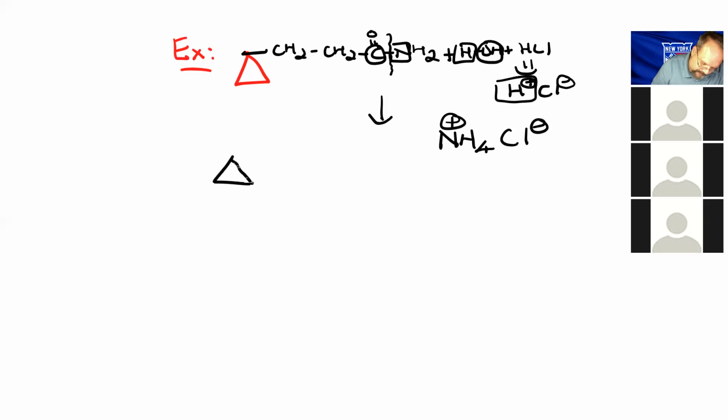So for the carboxylic acid product, I have my ring connected to CH2, connected to CH2. Then I have C double bond O connected to OH. That is the carboxylic acid product that would result here. So those are the two products in this example of amide acid hydrolysis. All right. Let's do one more.